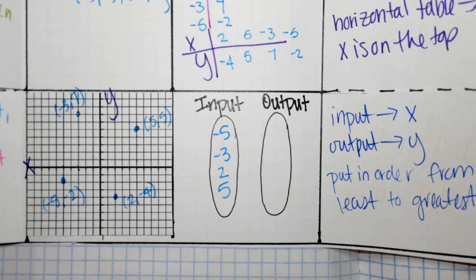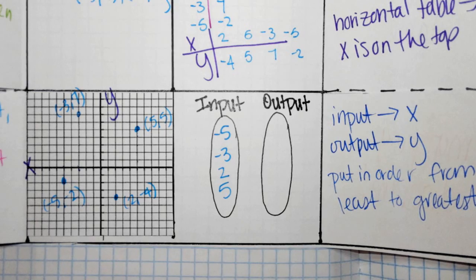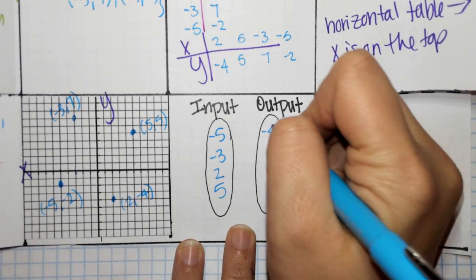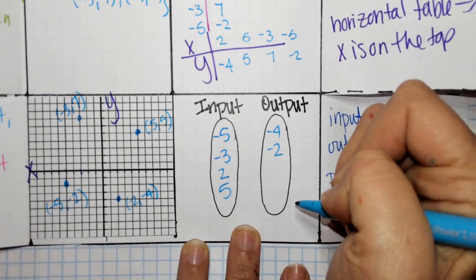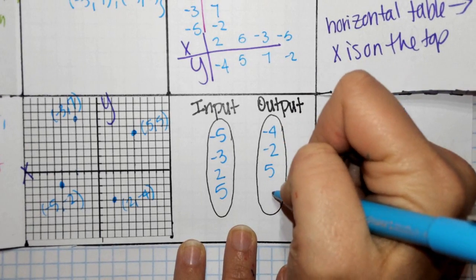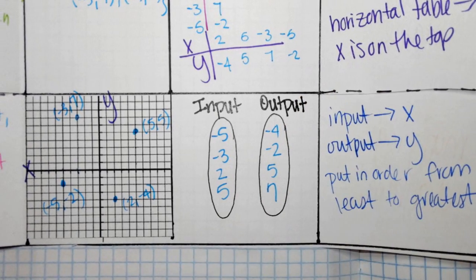Alright. Now let's put our Y values in order from least to greatest. Negative 4. Negative 2. 5. And then 7. Awesome.